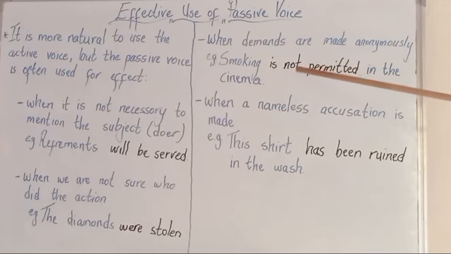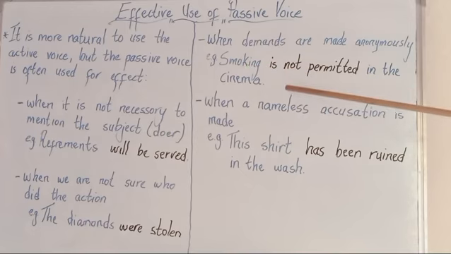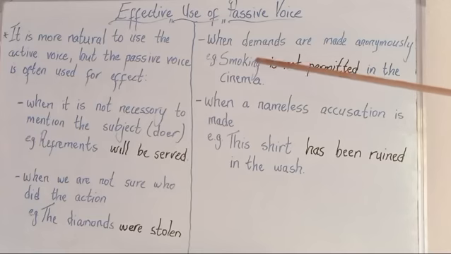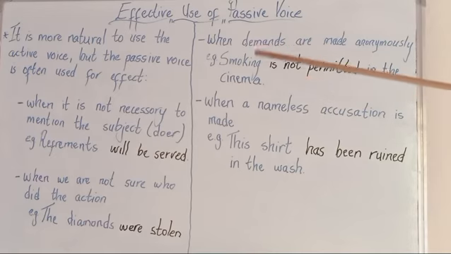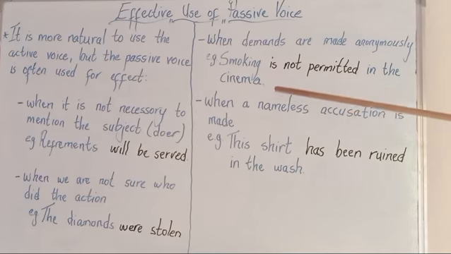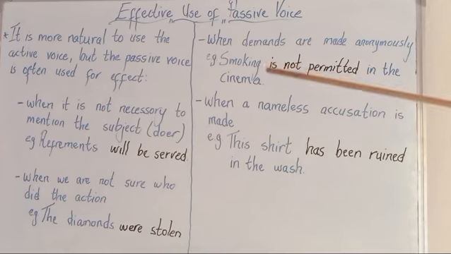Is not permitted is our verb, but smoking is supposed to be at the end and cinema is supposed to be at the front with the person that spoke the words. But because it is a command, we do not have the person that spoke the words, so it is not necessary to use an active voice. We use a passive voice. We say smoking is not permitted in the cinema.